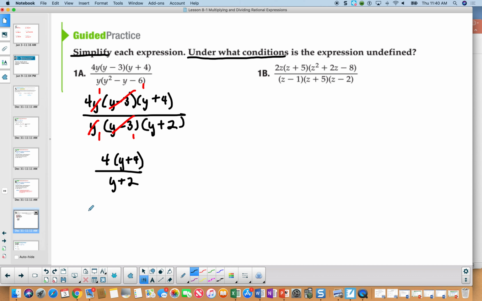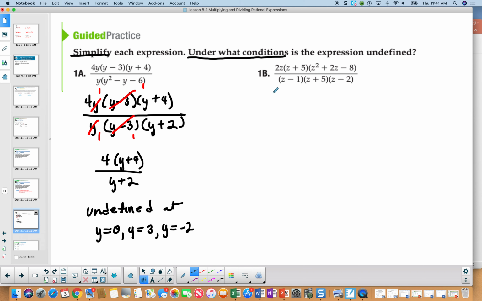And in this case, under what conditions is the expression undefined? Undefined at, we go to the original denominator, y equal to 0, y equal to 3, and y equal to -2. There were 3 factors, so there's going to be 3 values at which it's undefined.